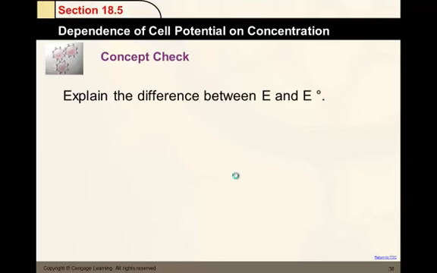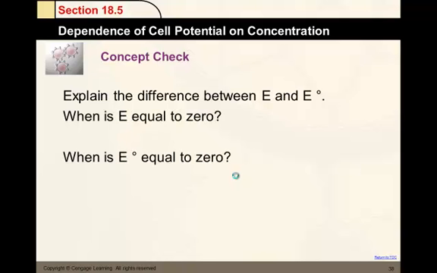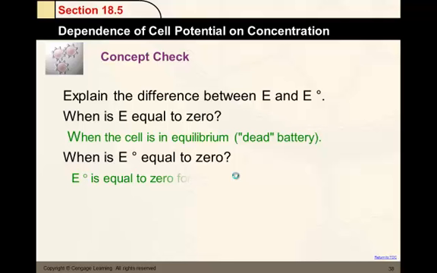So let's look at the difference between E and E0. Well, you saw it before with the Nernst equation. When is E equal to 0 and when is E0 equal to 0? If E is equal to 0, that means in the Nernst equation, if you solve and you get 0, that's when the cell is at equilibrium and you actually have a dead battery. When is E0 equal to 0? That's a concentration cell. E0 is equal to 0 for a concentration cell.